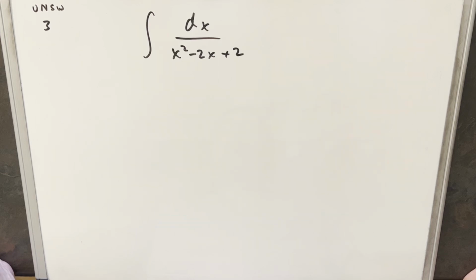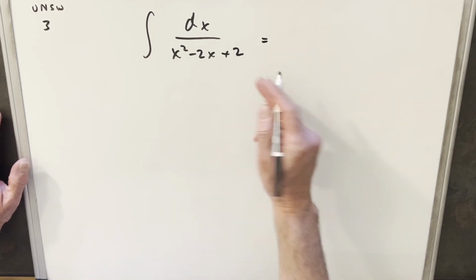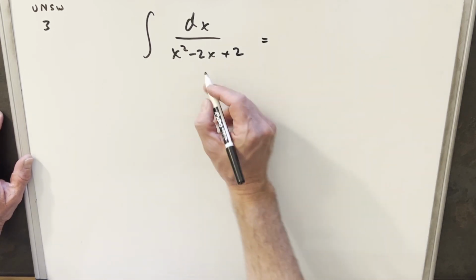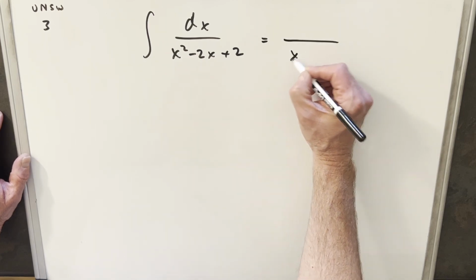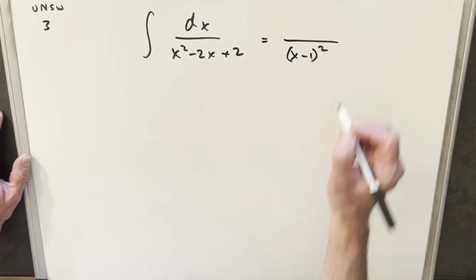Okay, there's a few thoughts going through my head. I guess I could factor, maybe partial fractions is possible. I think what I want to start with is completing the square on this denominator. So if I take a half of this minus 2, I'll have minus 1. So I'll write this as x minus 1 squared.